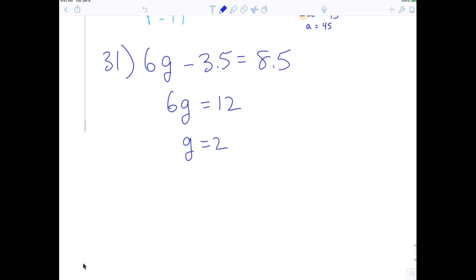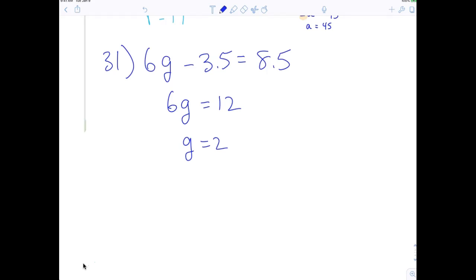Perfect. g equals 2. Can we write x instead? Yeah, I'm also good with that. You'll notice on the test, most of the time it's x. All right, anybody have any questions or concerns with that? Anybody?